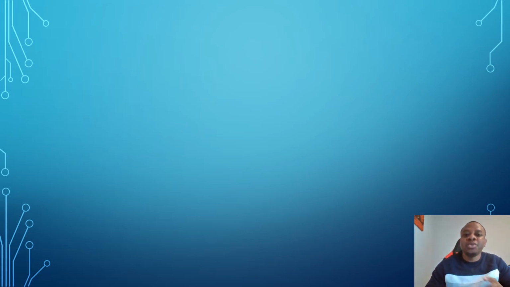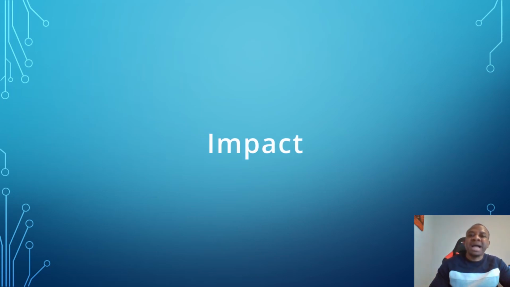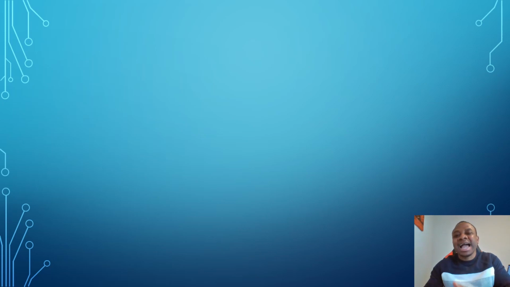We'll be looking at the word impact. Impact is the magnitude of harm or damage that can be expected to result from the consequences of unauthorized disclosure, modification, and loss of system availability.